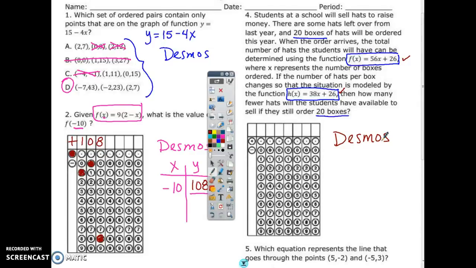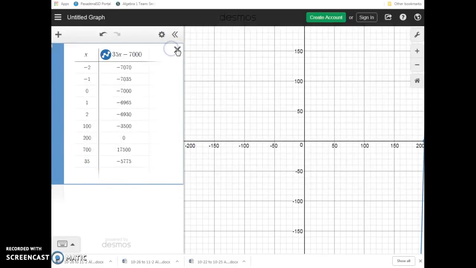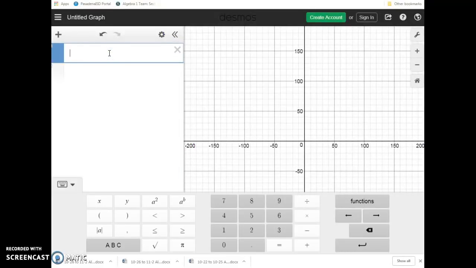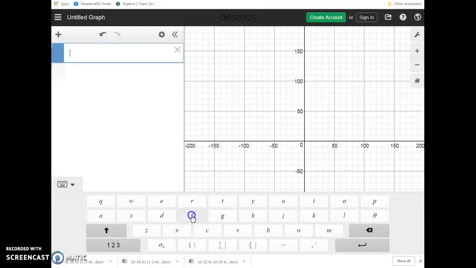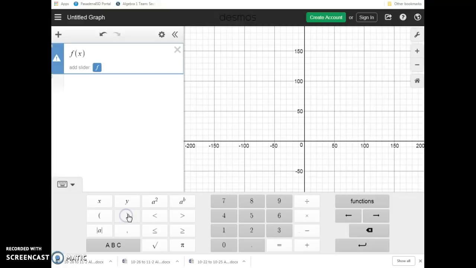I'm going to have to get the table for both and check out 20 boxes for both and see how much it is, and then take the difference. I need to see the difference of both and see how many fewer did they have. So let's go put those in Desmos. The first equation is f of x, or y equals 56x plus 26.